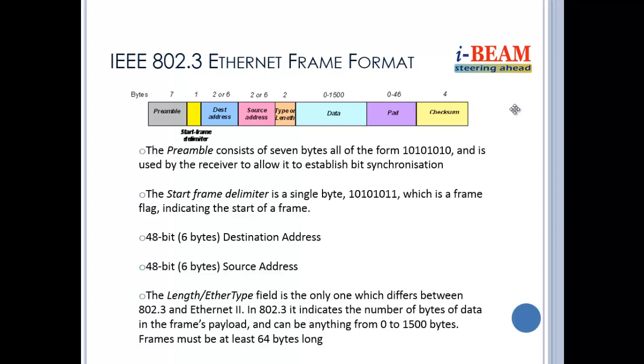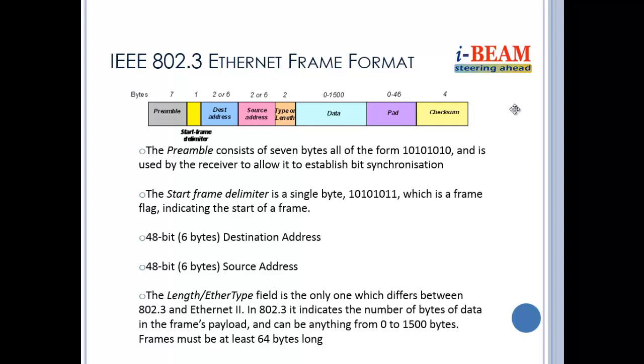Preamble. The preamble consists of 7 bytes, all of the form 1010 alternating. When we see the preamble, we know that a frame is starting, a frame is coming. It is used by the receiver to establish bit synchronization.